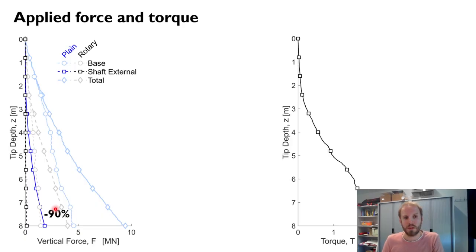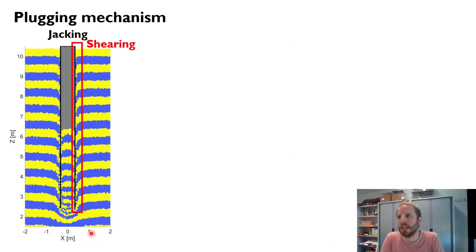Now this comes at a cost, because as our shear stresses along the shaft are more and more inclined, there is a torque that is necessary to install the pile while pushing and rotating. So a reduction in vertical force induces an increase in torque. Now, what is the mechanism that leads to those reductions in penetration resistance?